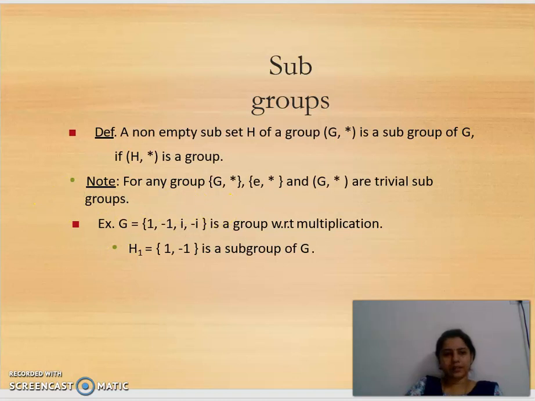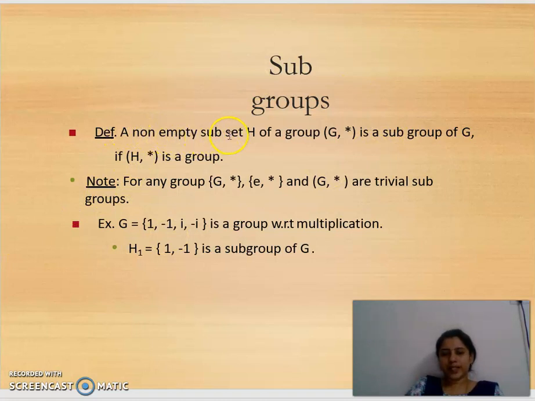Next, subgroups. Here the name itself says it: subgroups. First take one group. From that group we take some part of the group, and when we say that part of the group is a subgroup, here we have the definition.